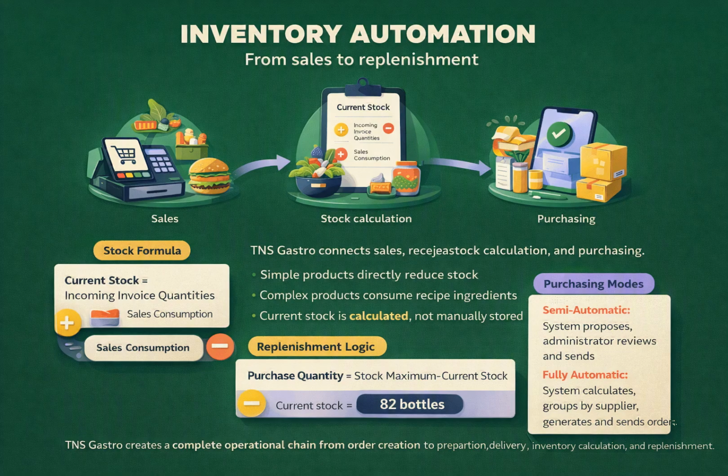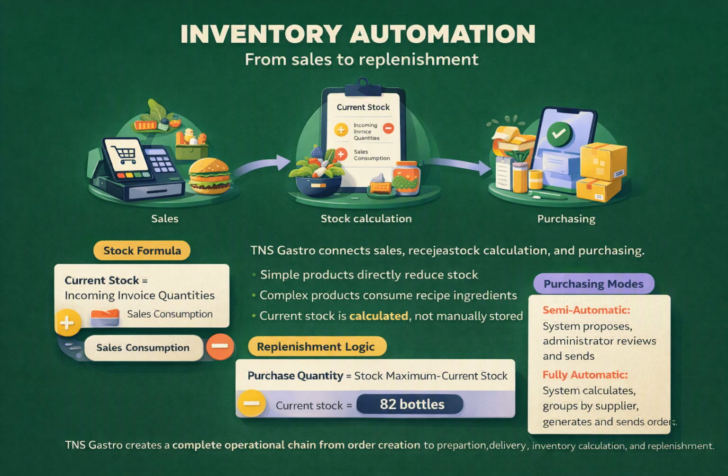When a complex product is sold, the system does not deduct the product itself from inventory. Instead, it automatically deducts the corresponding quantities of each ingredient defined in the recipe. Now let's look at how inventory is managed. Every product and every ingredient contains 3 important inventory parameters: stock minimum, stock maximum, default supplier.